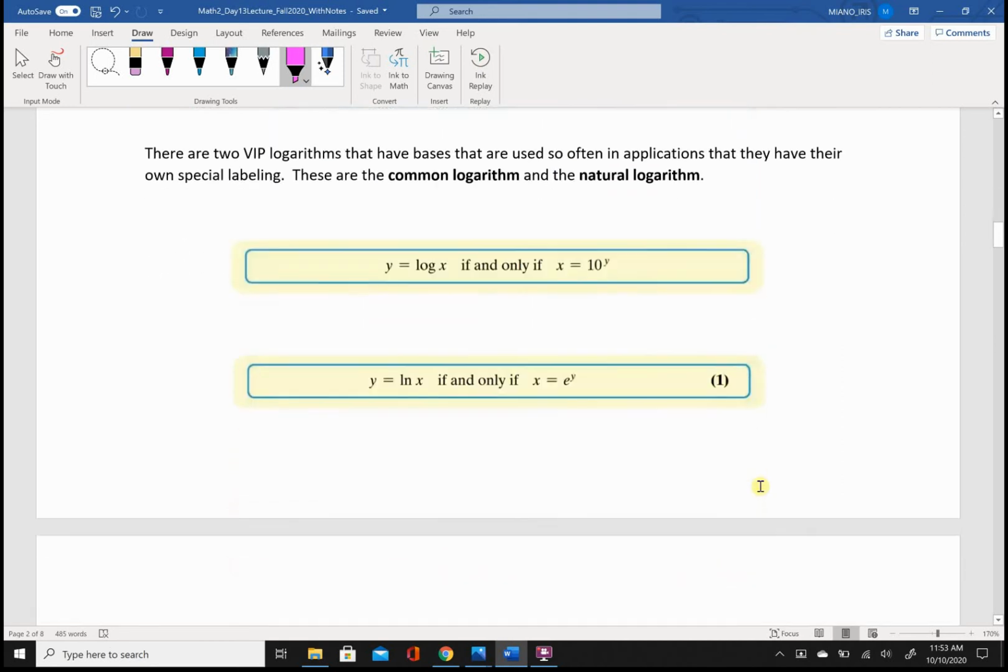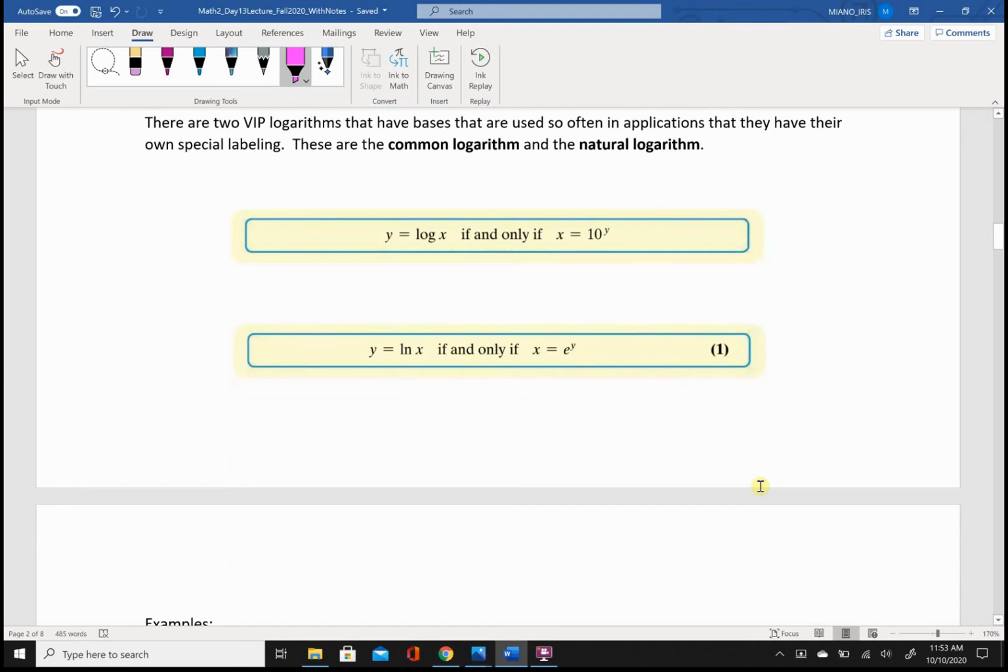Now, to streamline a couple of very famous logarithms, there are some bases that are used so often that they have their own specific notation, and that'll be the common logarithm, which is outlined here, and then also the natural logarithm.